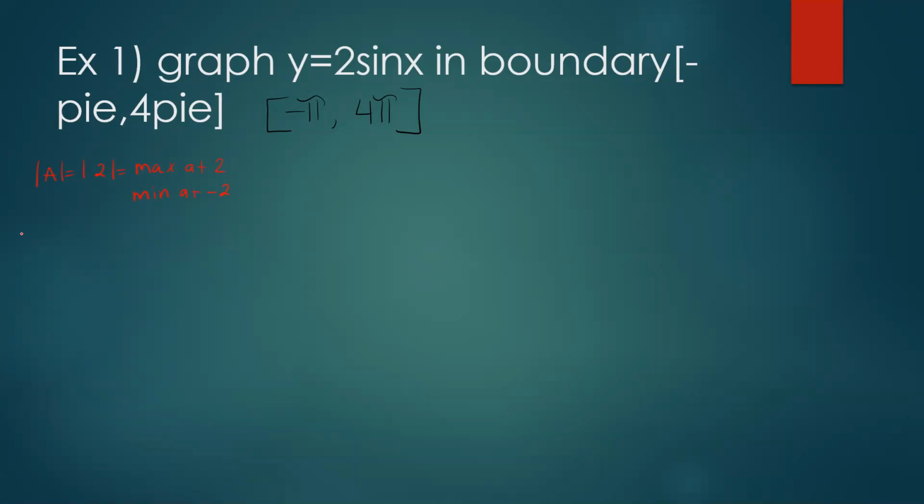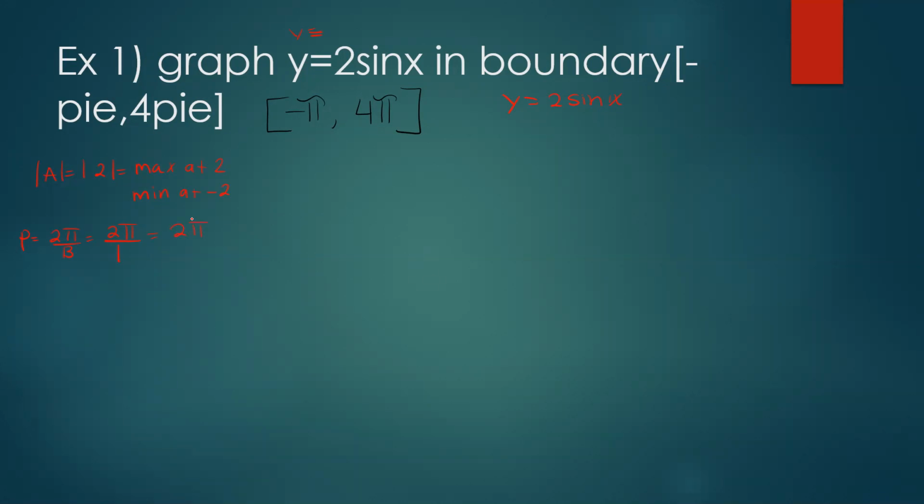And what else do we know? Let's find our period. The formula for period is 2 pi over b. So what can you tell us about our b? The b is always in front of the x, so there's no number in front of the x, which means there's a 1. You can rewrite this as y equals 2 sine of x. See, there's no number in front of x, so there's an invisible 1. So our period is 2 pi.